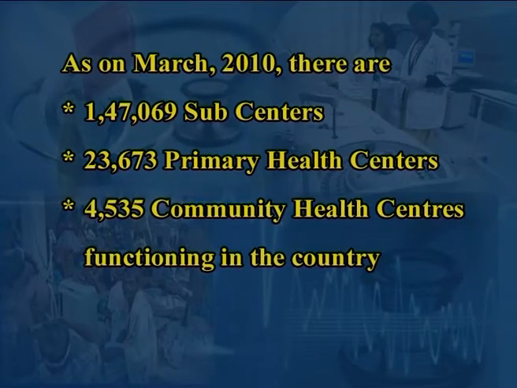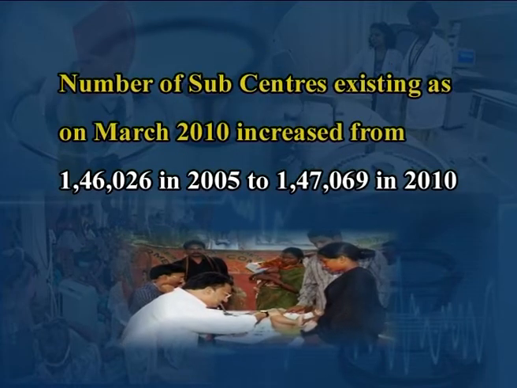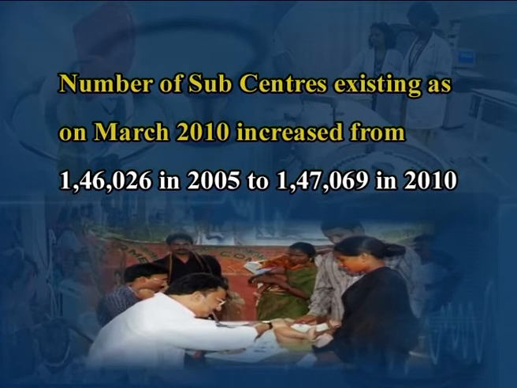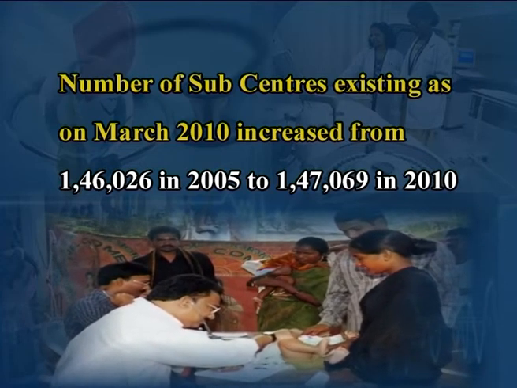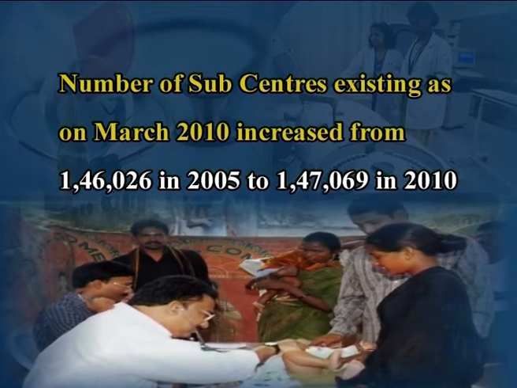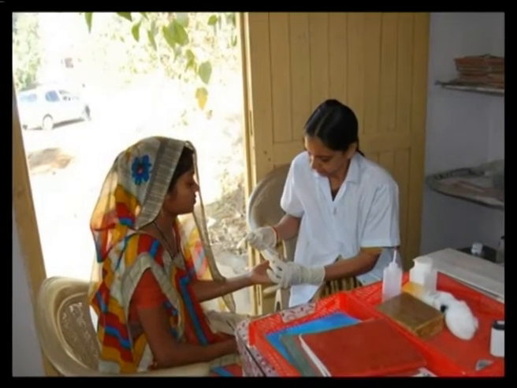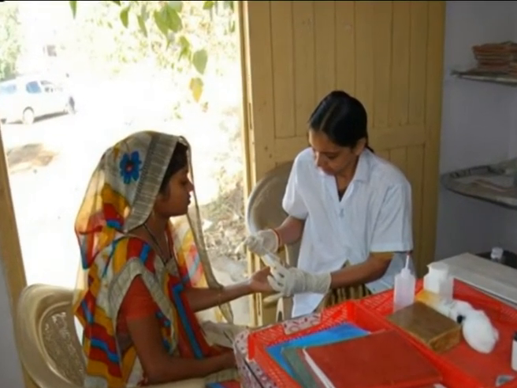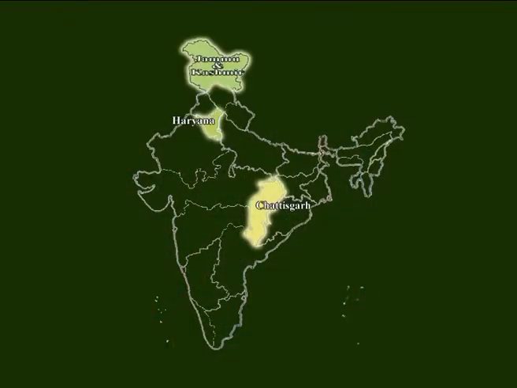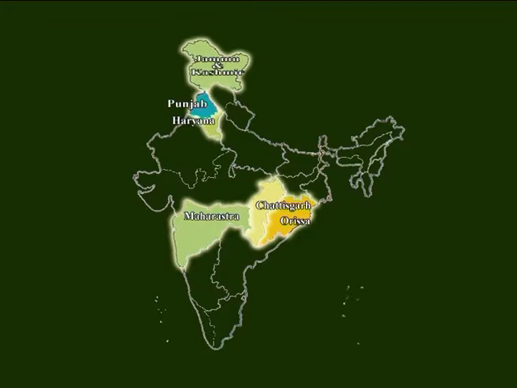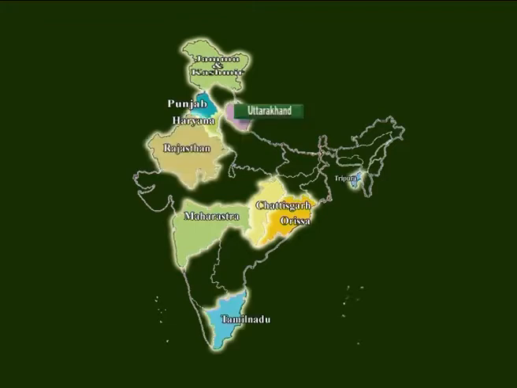As of March 2010, there are 1,47,069 sub-centers, 23,673 primary healthcare centers and 4,535 community health centers functioning in the country. The number of sub-centers existing as of March 2010 increased from 1,46,026 in 2005 to 1,47,069 in 2010. There is a significant increase in the number of sub-centers in the states of Chhattisgarh, Haryana, Jammu Kashmir, Maharashtra, Orissa, Punjab, Rajasthan, Tamil Nadu, Tripura and Uttarakhand.